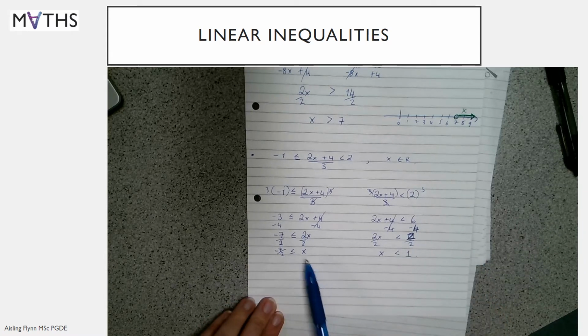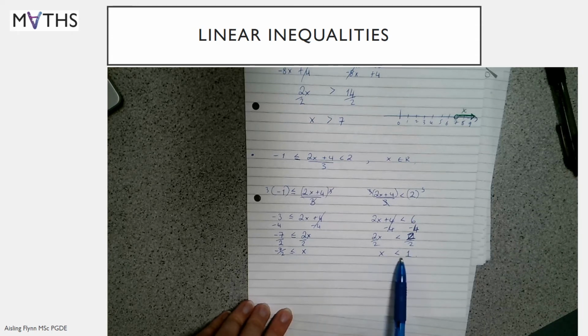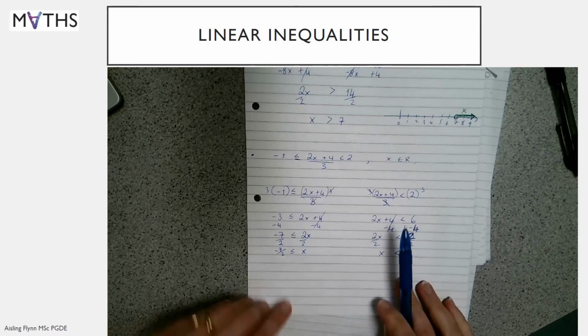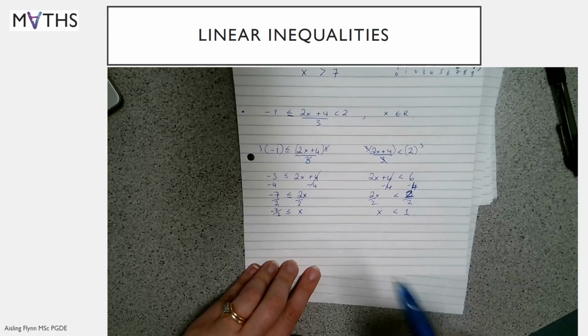Okay, so I have a lower limit for x. You can read it as minus 7 over 2 is less than or equal to x, or x is greater than or equal to minus 7 over 2. So x will be bigger than this number, and x will be smaller than this number. So let's represent it on a number line.